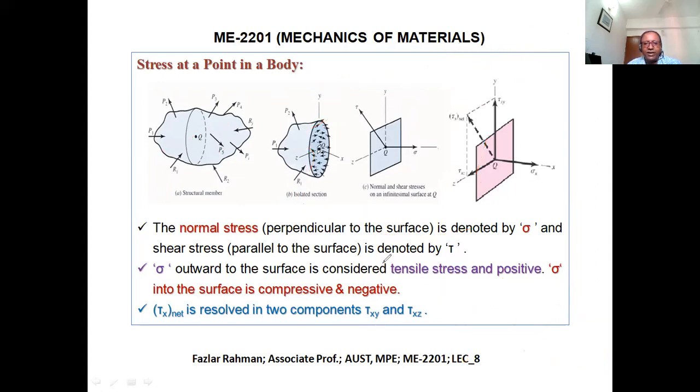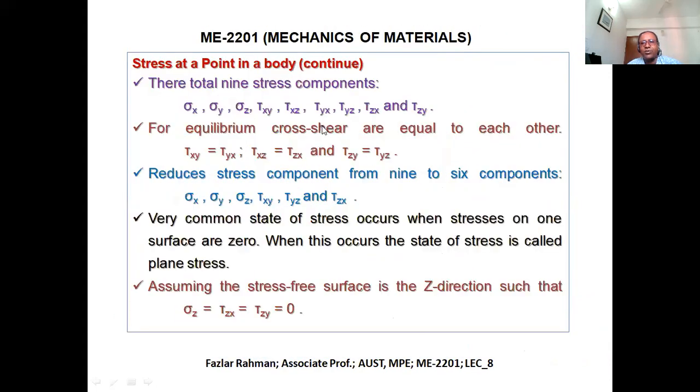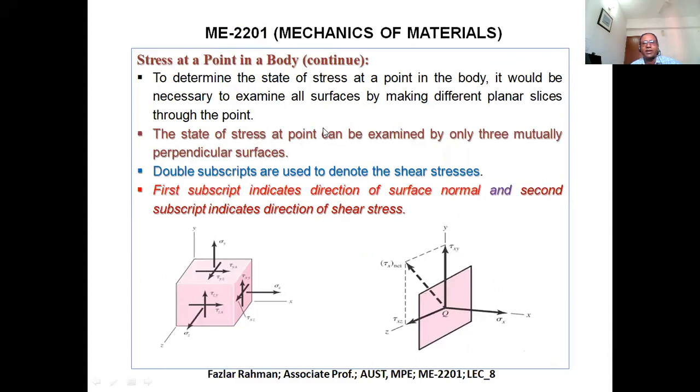Now you see there are 9 stresses, tau xy, tau yz. So you are getting a little bit confused, right?